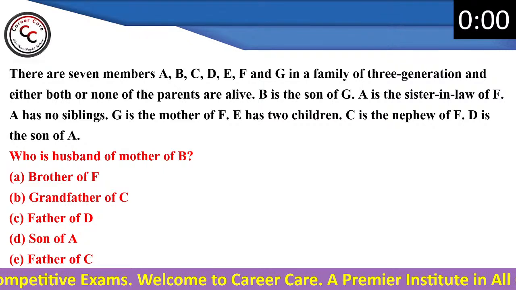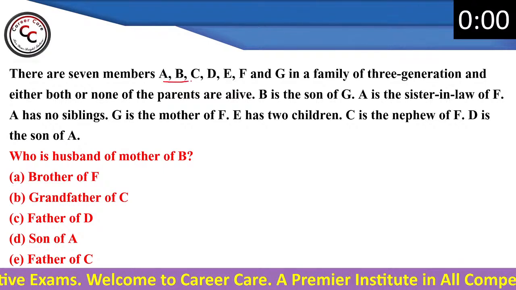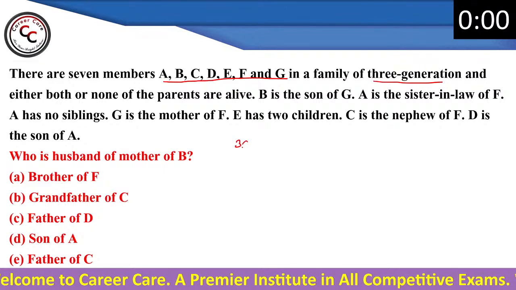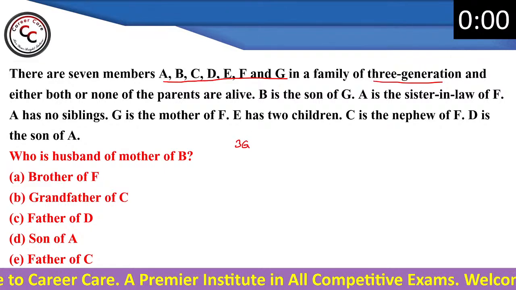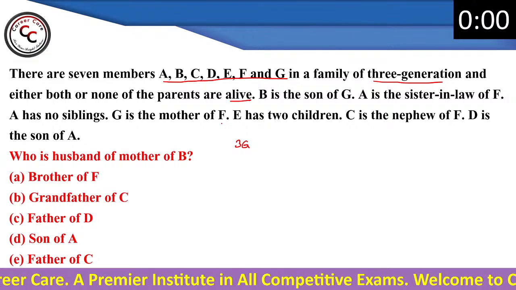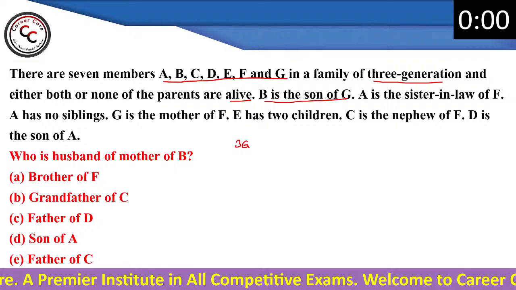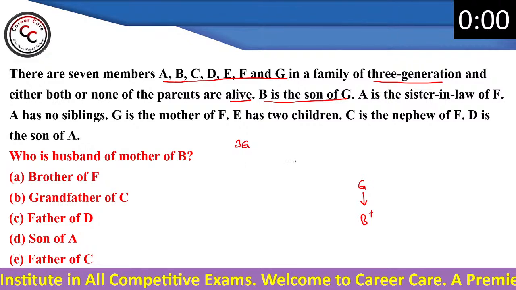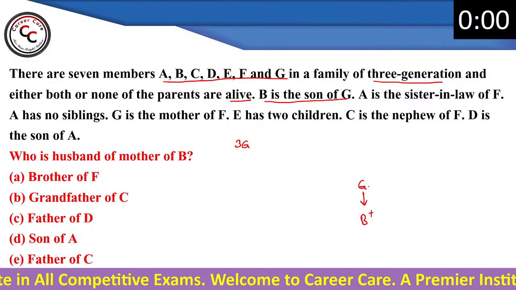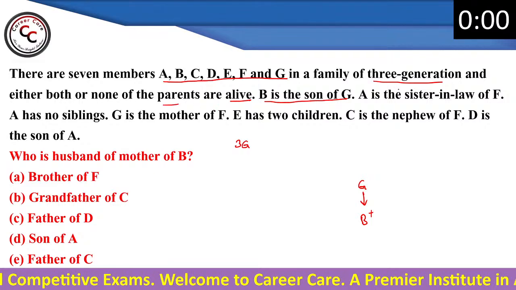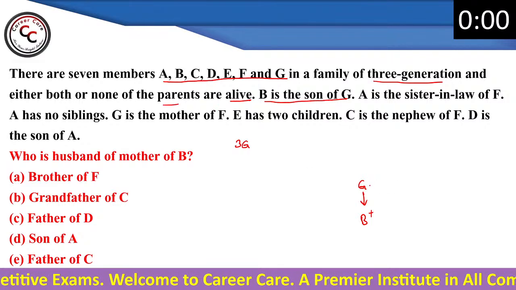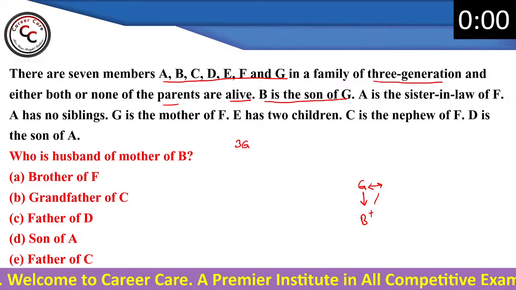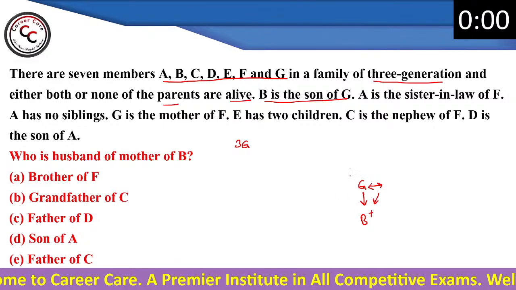So no answer so far? Okay, let's start. So in total there are 7 people A, B, C, D, E, F, G in a family of 3 generations. Make sure that there are 3 generations. And either both or none of the parents are alive. Okay, fine. B is son of G. That means G is parent of B. As he has given that either both or none of the parents are alive, G should have a partner. Why? Because B is son implies G is parent, so both the parents should be alive.